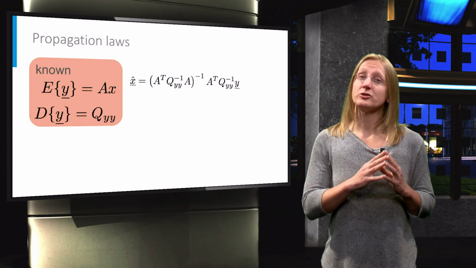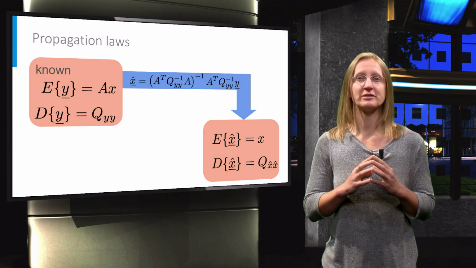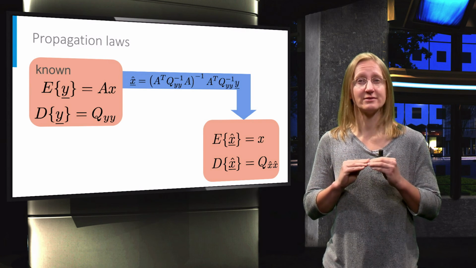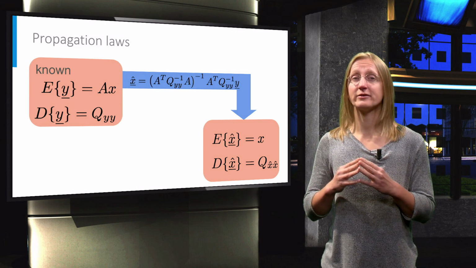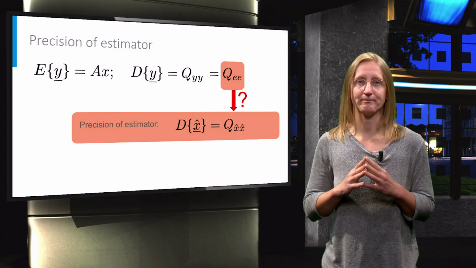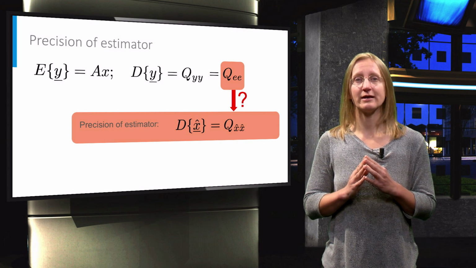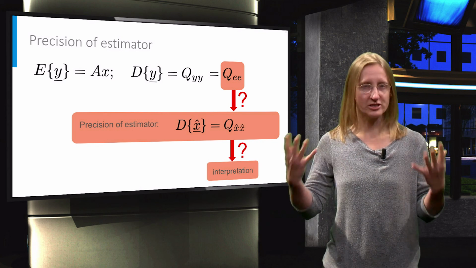In the exercises, you will apply both the mean and covariance propagation laws to firstly derive that indeed the expectation of the estimator is equal to the true x, and secondly to find the covariance matrix of x hat. And then in the next part of this unit, we will start looking at the interpretation of the covariance matrix or precision of x hat.